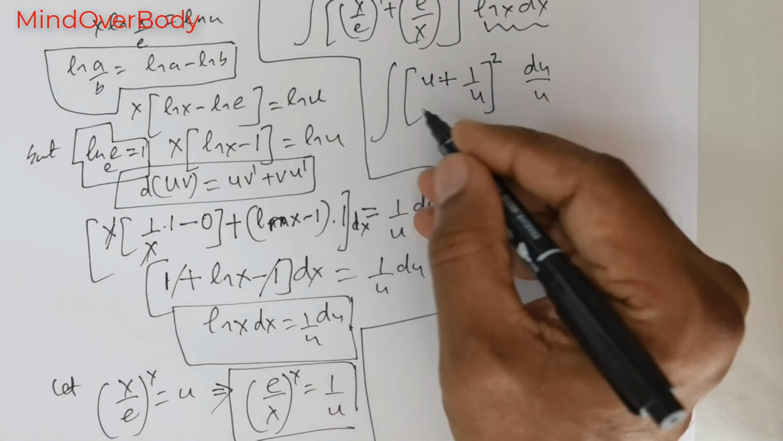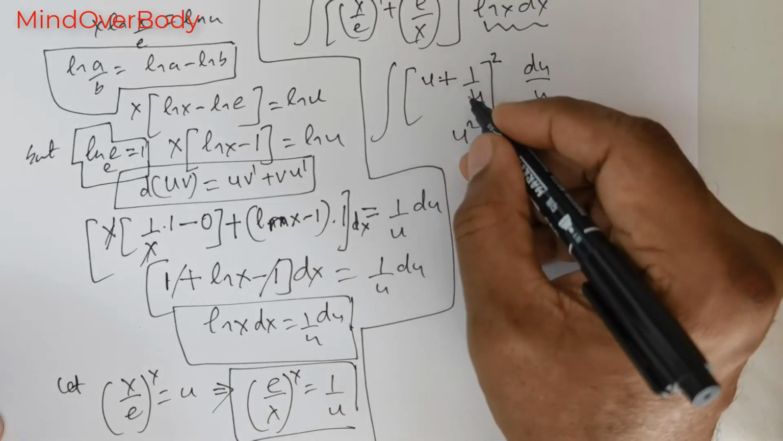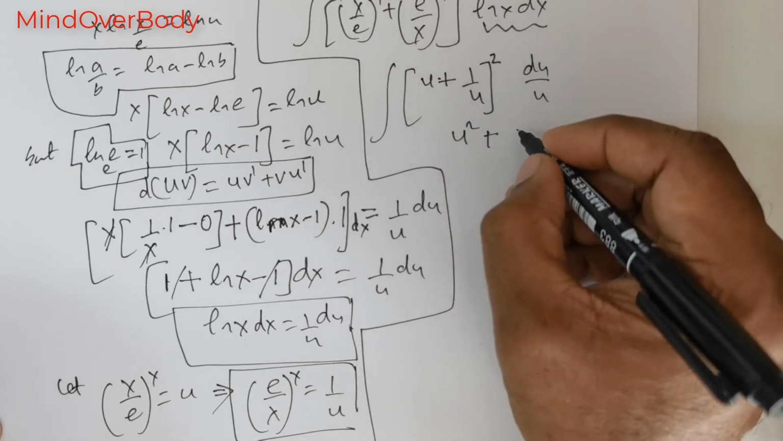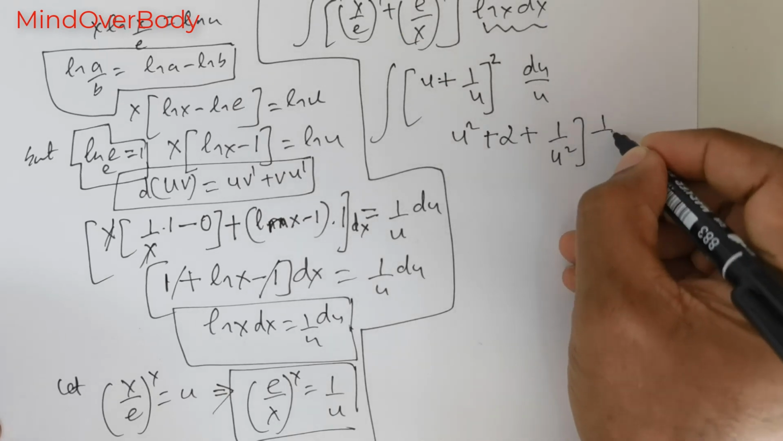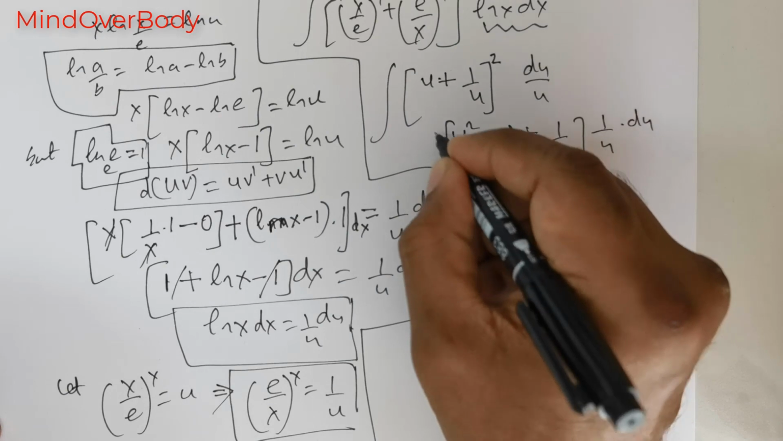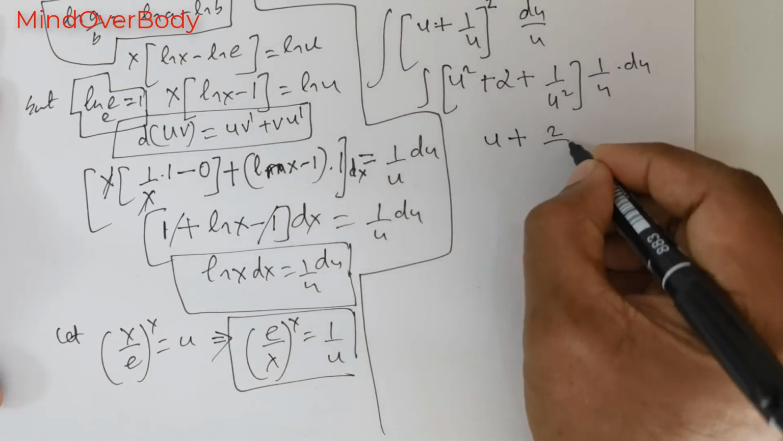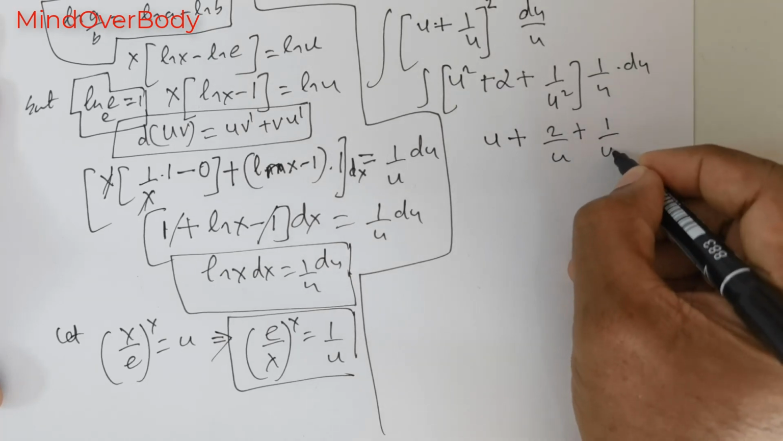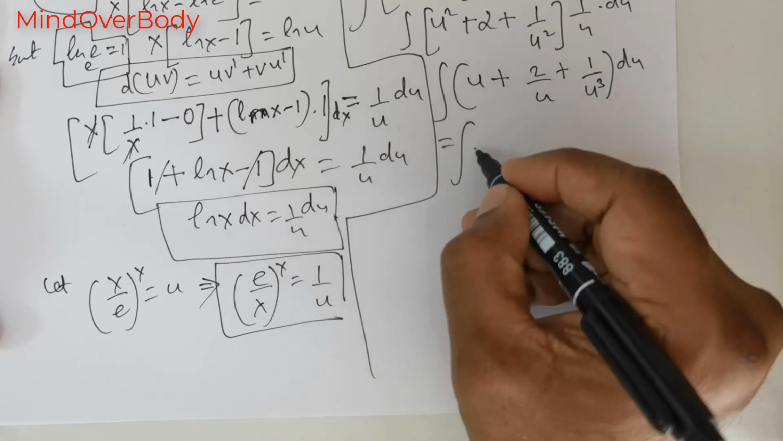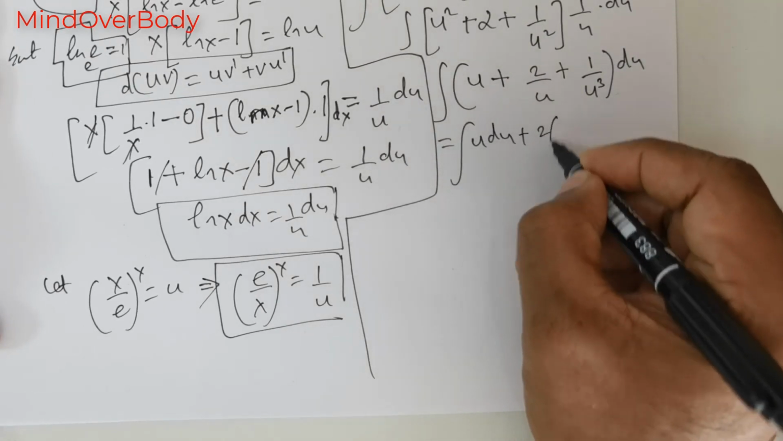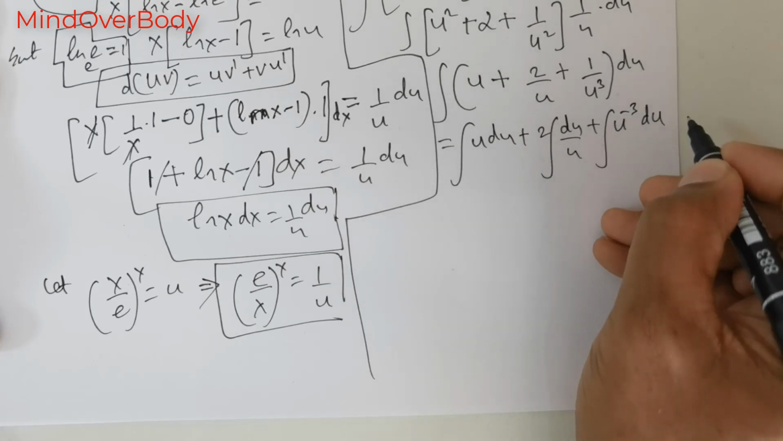Now if you were to expand this, you get u squared plus 2 times u times 1 over u, that's going to be 2, plus 1 over u squared, times 1 over u times the du with the integral sign. So distribute this 1 over u, you get u plus 2 over u plus 1 over u cube times du with the integral sign. Now this can be rewritten as u times du plus 2 times du over u plus u raised to the power of negative 3 times du.